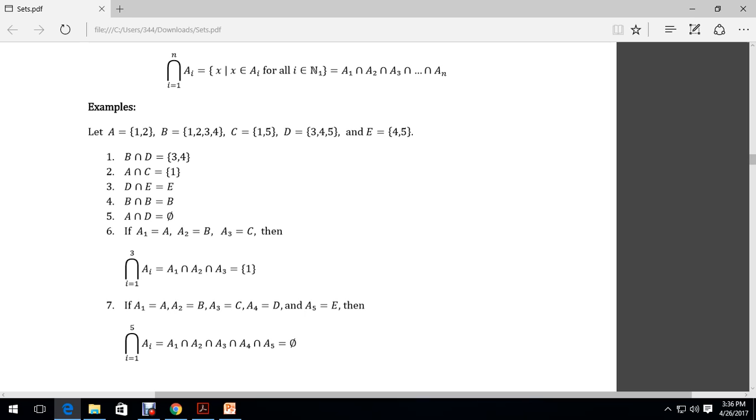Okay, so number 2, we have A intersection C. Between A and C, the only common element is the element 1. Now, containing this in our curly brackets, that would be our answer for the intersection between A and C. Intersection between D and E is simply equal to E. D is 3, 4, and 5, E is 4 and 5, the common elements are 4 and 5. 4 and 5 is exactly our set E. Now, number 4, this would be self-explanatory. The intersection of B and B is itself.